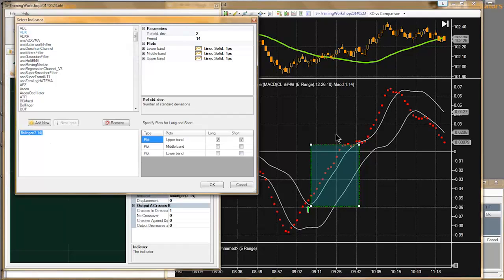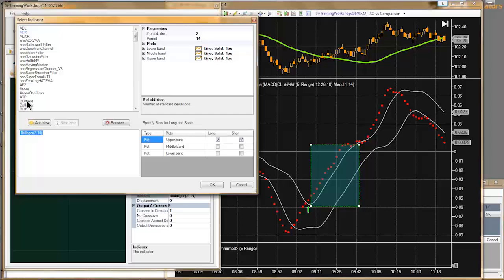But normally the Bollinger is overlaid on price. So right now this Bollinger has a totally different value. The upper band values are somewhere up around price, whereas the MACD is down here around 0.05, versus 102. So there's never going to be a crossover.